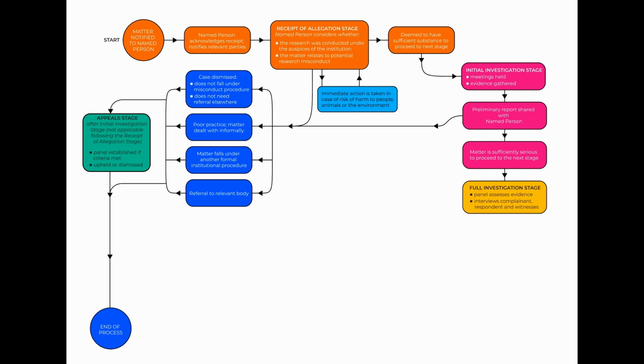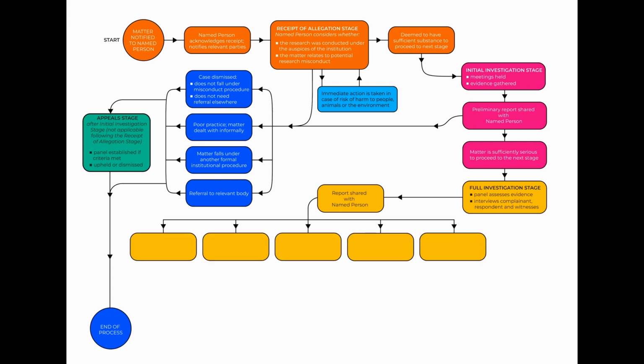It is important to stress that the investigation is not disciplinary, neither is it a court of law. The purpose of the investigation is to thoroughly gather all the evidence and determine what has actually happened in this particular situation. Once the investigation is completed, the panel will share the report with the named person.